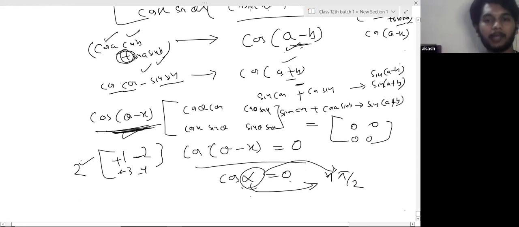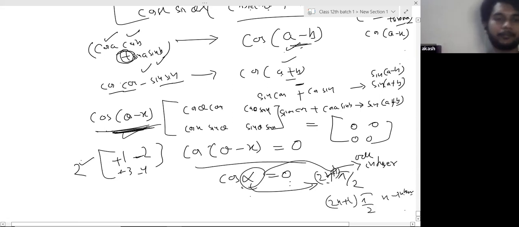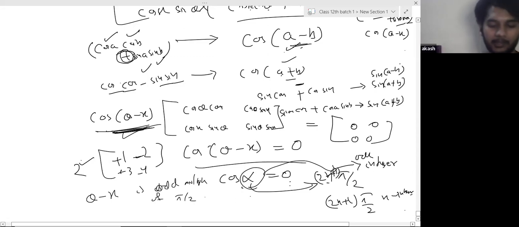If cos of some alpha is 0, then alpha must be equal to n pi by 2, where n is an odd integer. Or you can write (2n plus 1) pi by 2, where n is an integer. All right, so we can say theta minus x is an odd multiple of pi by 2. Is this clear, the trigonometry part, everyone?